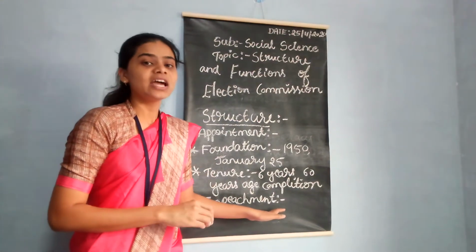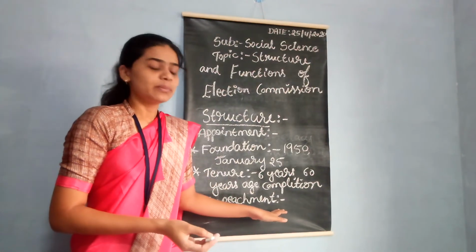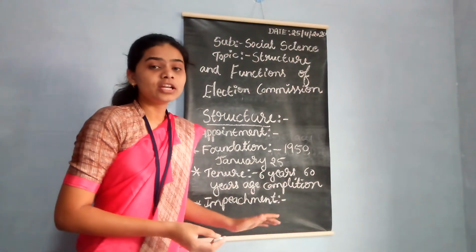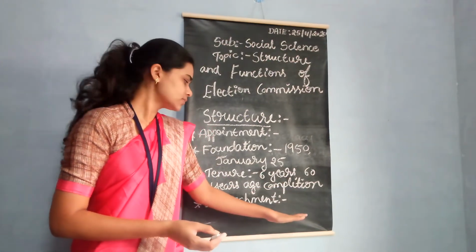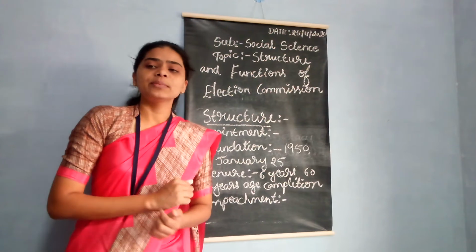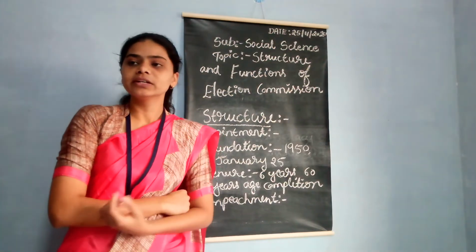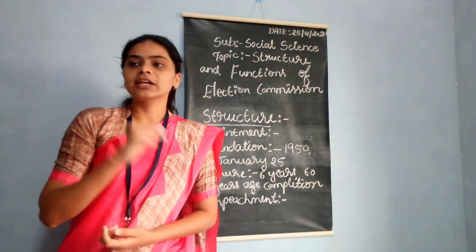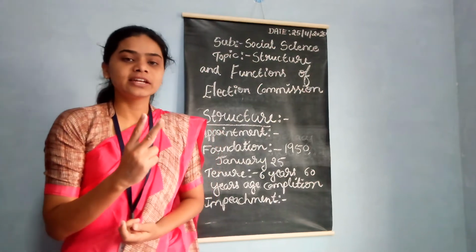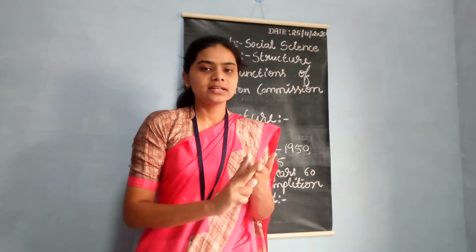Impeachment means nothing but removal from power. The parliament has the power to remove them from power. Okay, now tell me how many houses are there in parliament? Yes, you are right. Very good. There are two houses in the parliament, Lok Sabha and Rajya Sabha.